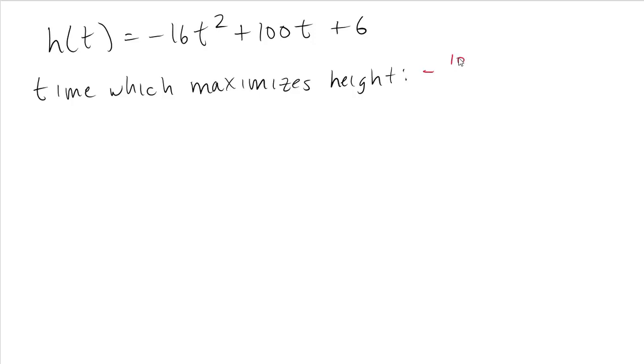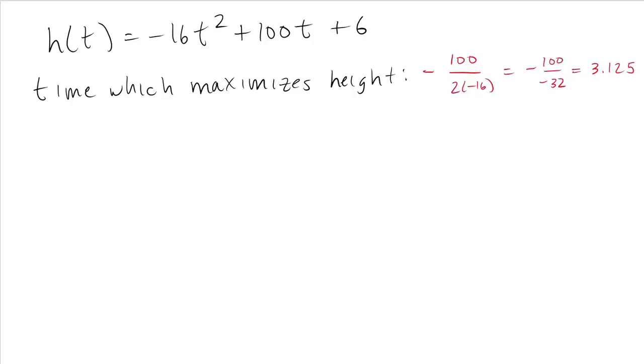That's the opposite of 100 divided by 2 times negative 16. That's the negation of 100 divided by negative 32. That reduces to 25 divided by 8, which is 3.125. So it takes 3.125 seconds for the ball to reach its maximum height.